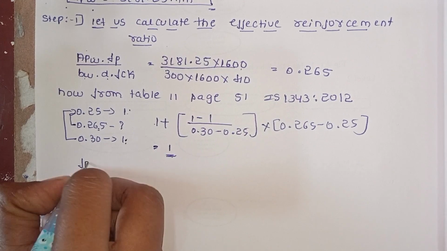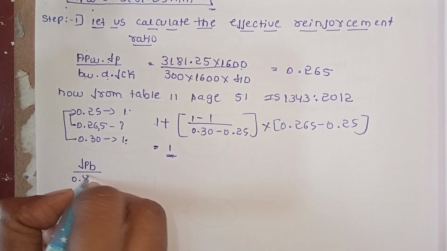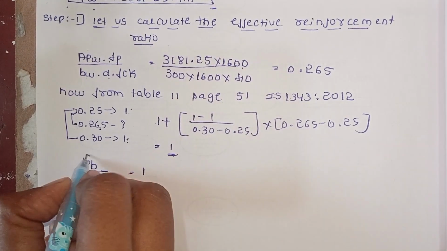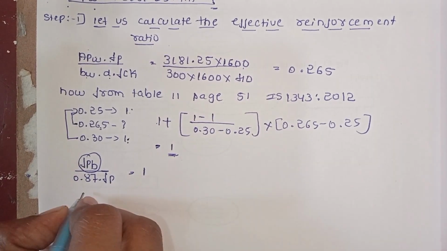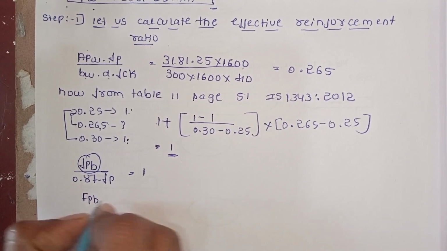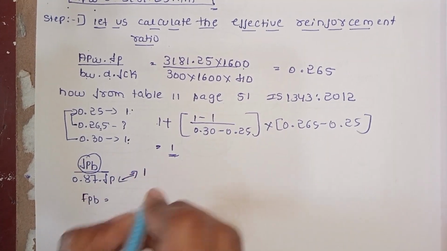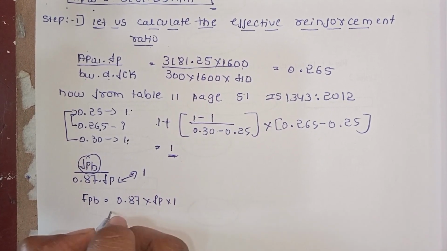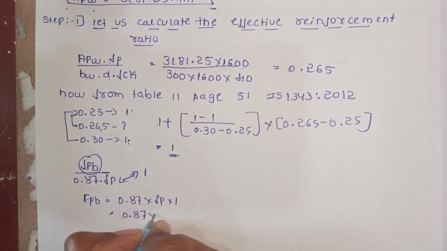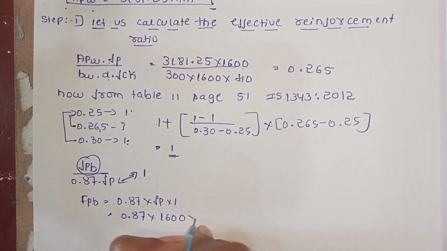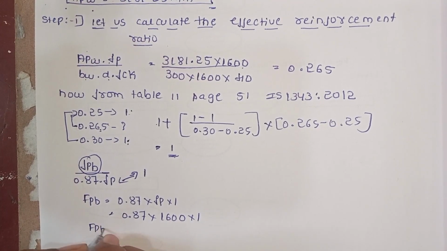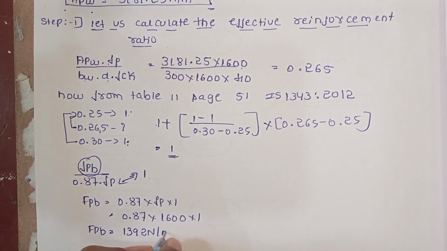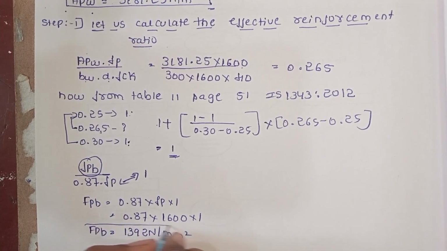So FPB divided by 0.87 into FP equals 1. Now we want the FPB value. So FPB equals, by cross multiplication, 0.87 into FP into 1. 0.87 into FP value given in the question, 1600, into 1. Now we got the FPB value as 1392 Newton per mm square.